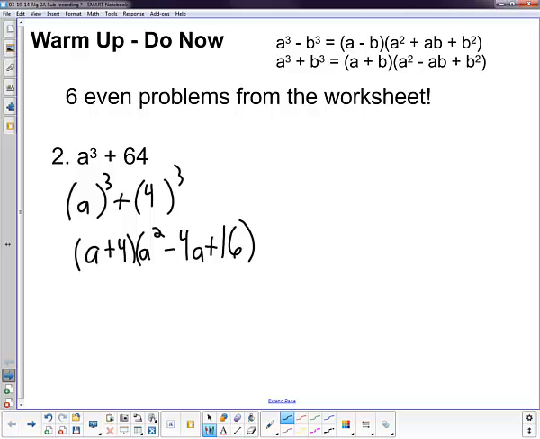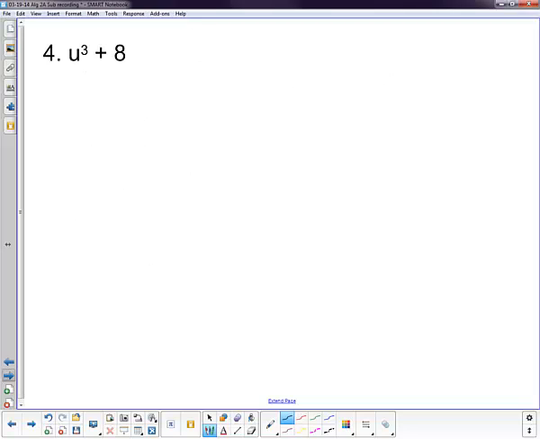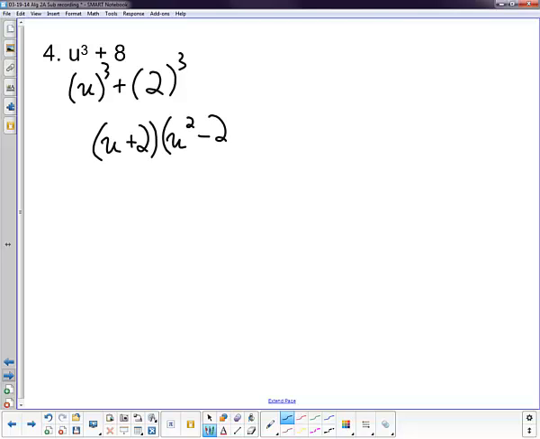Let's continue. For number 4, we have another addition of cubes. So again, I'll write it out using my parentheses notation. Same basic idea. In this case, u to the third is u cubed, and 2 to the third is 8. And we'll basically use the formula straight ahead. So a plus b here is u plus 2. A squared will be u squared. Minus a times b will be 2u. Plus b squared will be 4. Okay, so we're just going nice and slow.